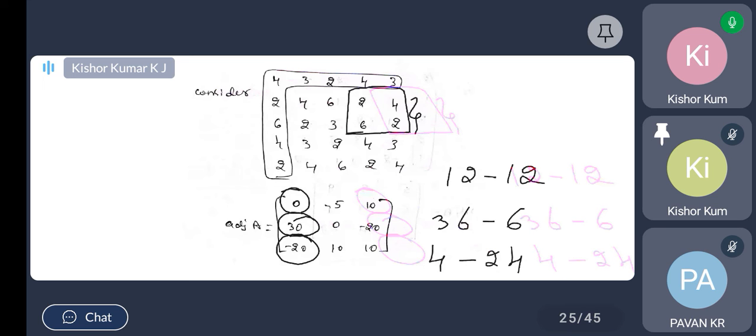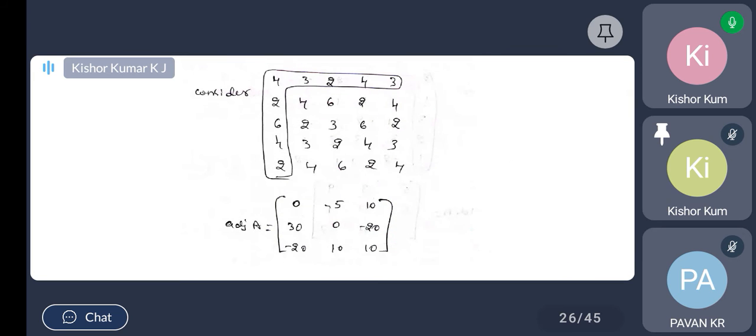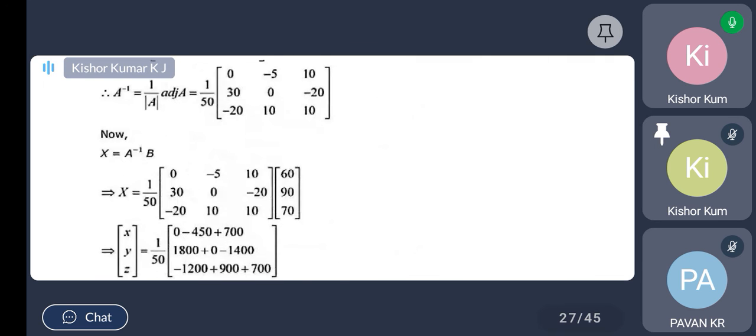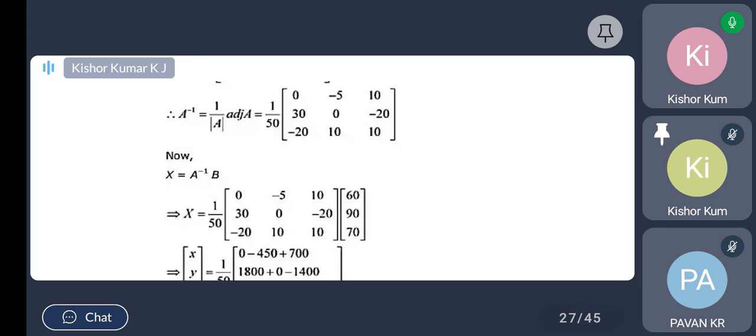After getting the first column, obviously we move on to finding the second column, by considering the next two rows. Consider these two rows and take the four elements each, and we will get column 2. Repeat the procedure to get column 3. You have got your adjoint of A. After getting the adjoint of A, as we know, the formula is A inverse equals 1 over determinant of A into adjoint of A.